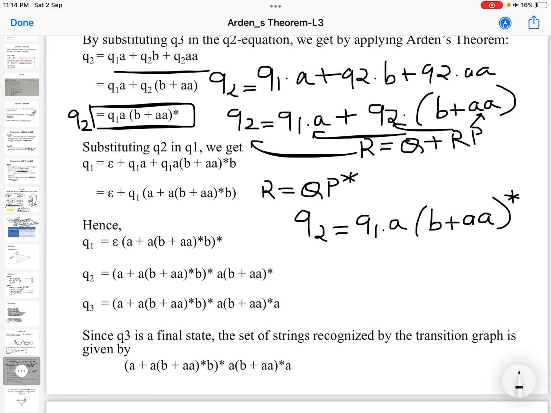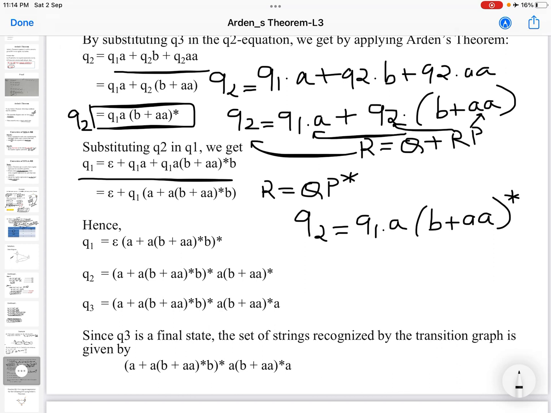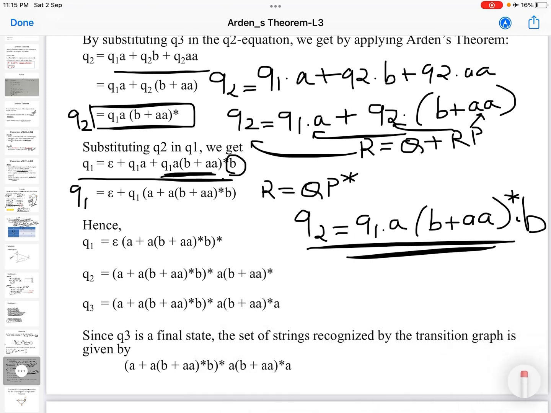Now substitute Q2 in Q1. So here we will be writing Q1. Q1 is epsilon plus Q1 into A plus Q2 into B. So Q2 into B you will substitute: instead of that you will write this, into B. This is your Q2 into B. So you get epsilon plus Q1 into A plus A times (B plus AA) asterisk into B. So Q1 you got in this form.